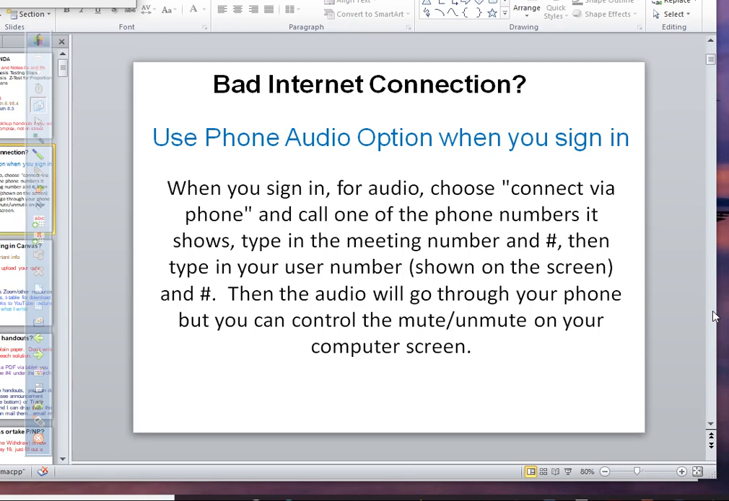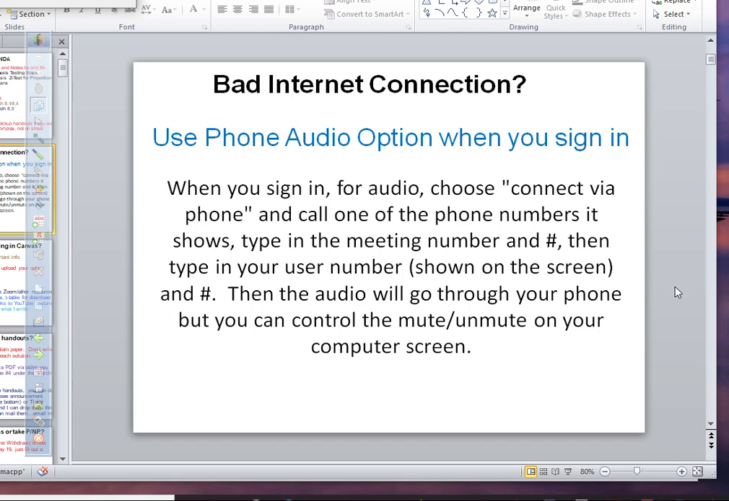With bad internet connections, use phone audio option when you sign in. When you sign in for audio, choose Connect via phone and call one of the phone numbers it shows. Type in the meeting number and pound sign, then type in your user number shown on the screen and pound sign. Then the audio will go through your phone and you can control the mute, unmute on your computer screen.